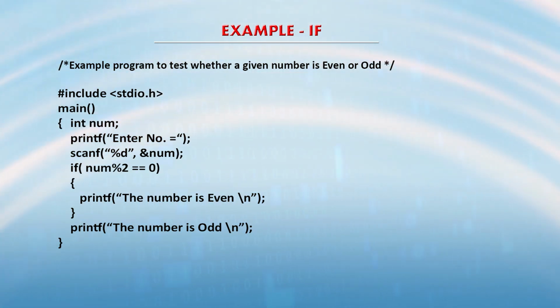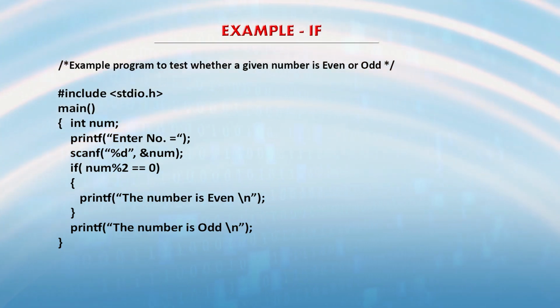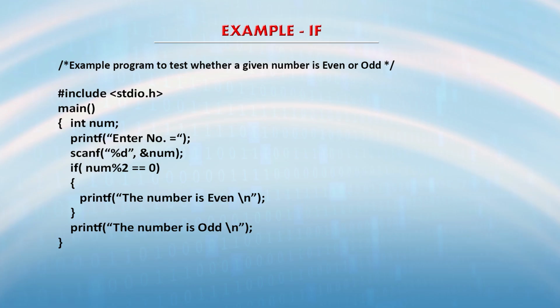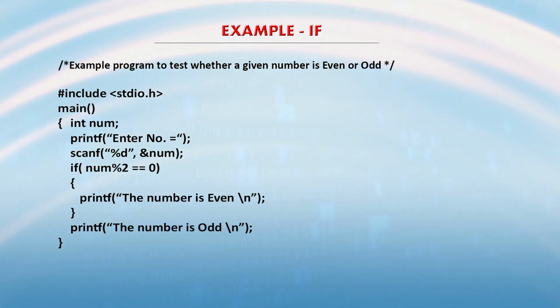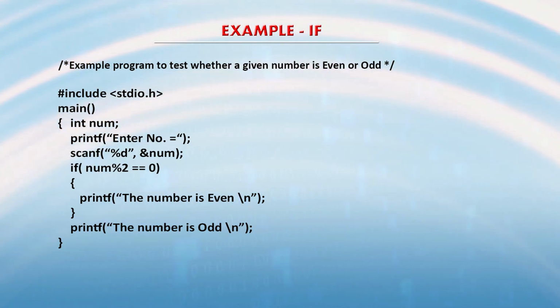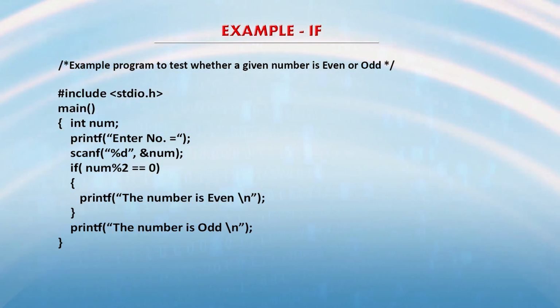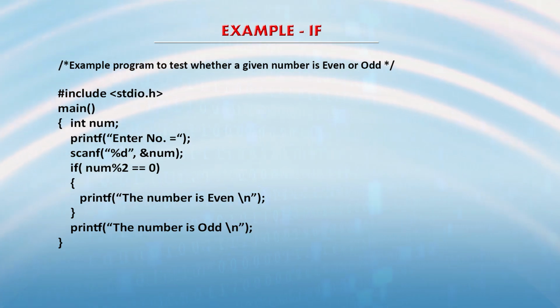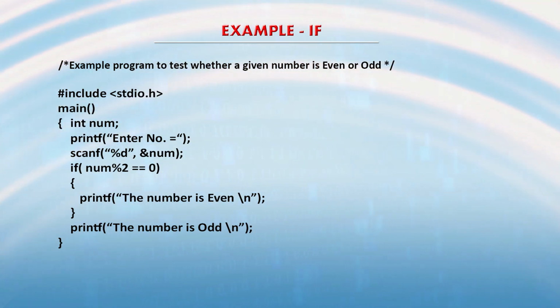So the program body starts with the main function within the opening and closing curly braces. Firstly, you want the number to be entered by the user. So you need one variable. Say you want it to be integer because you want to check whether the number is even or odd. So int num is the variable.